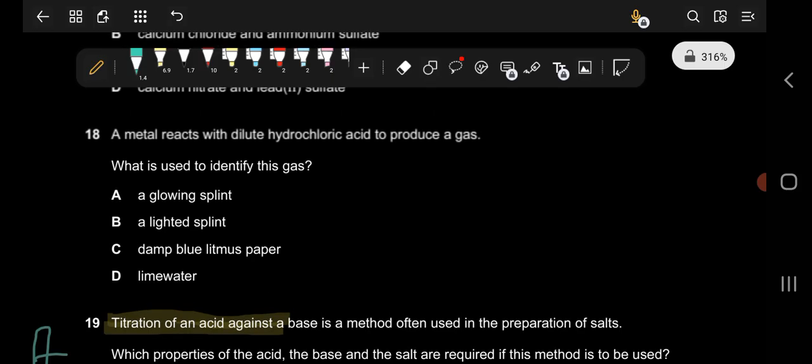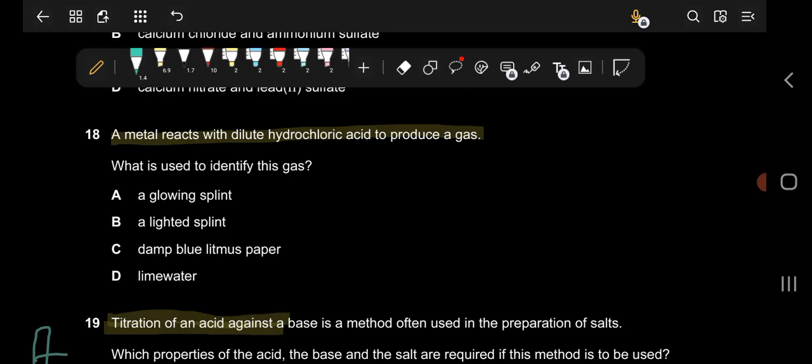Now let's move up. A metal reacts with dilute hydrochloric acid to produce a gas. Over here it's very important to know all the reactions of metals and acids, that acids react with metal to produce hydrogen gas. Another mistake students usually make is that they don't learn the tests for cations, anions, gases, and water. This is just risking your grades, because for ATP you are given the tests, but for paper 1 you have got to learn this stuff.